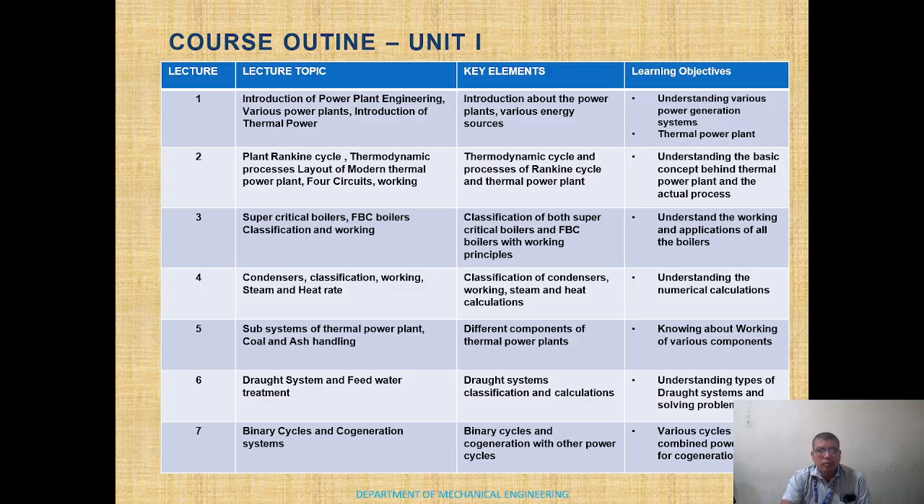In lecture 5, subsystems of thermal power plant, coal and ash handling systems. Key elements: different components in thermal power plant. Students are able to know about working of various components. In lecture 6, draft systems and feed water treatment, draft systems classifications and calculations. Students are able to understand the types of draft system and solving the problems.